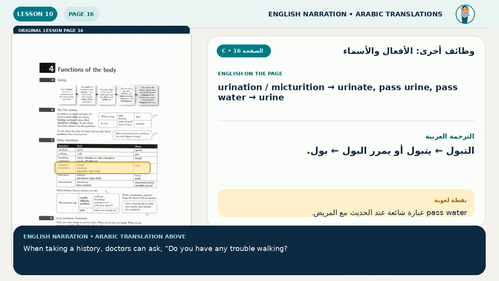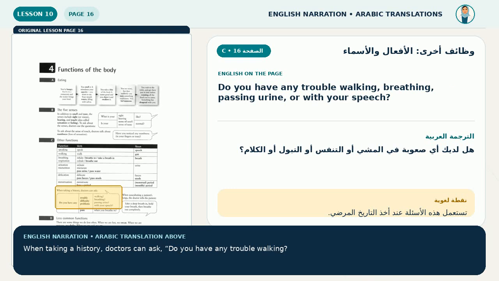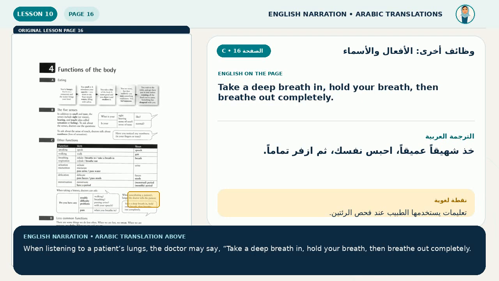When taking a history, doctors can ask, do you have any trouble walking? Do you have any difficulty breathing? Do you have any problems passing urine? Or do you have any trouble with your speech? Each question is translated into Arabic on screen. Doctors may also ask, do you have pain when you breathe in? When listening to a patient's lungs, the doctor may say, take a deep breath in, hold your breath, then breathe out completely. Follow the highlighted question while you listen.